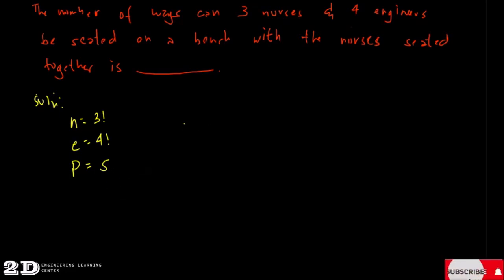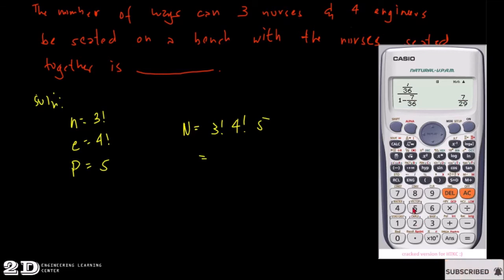So our total number of ways now is equal to 3 factorial times 4 factorial. So these are now multiplied, the multiplication rule of certain events. Then this will be 5. So we use our calculator. Okay, we have 5 times 4 factorial times 3 factorial. This is now equal to 720. So this will be 720 ways. Okay.